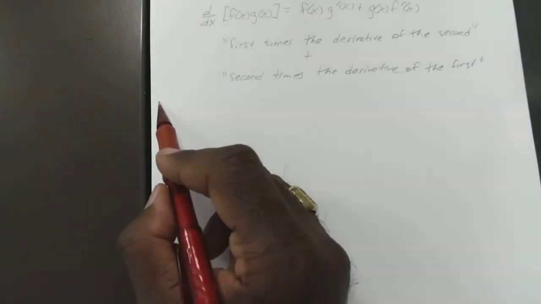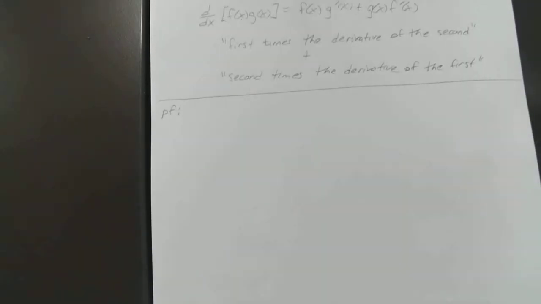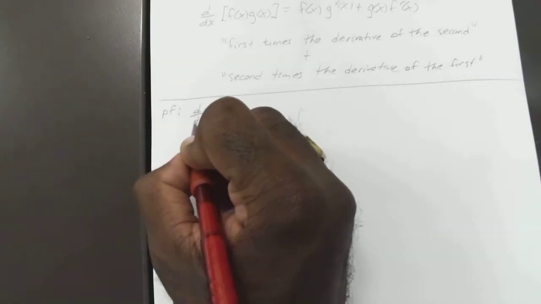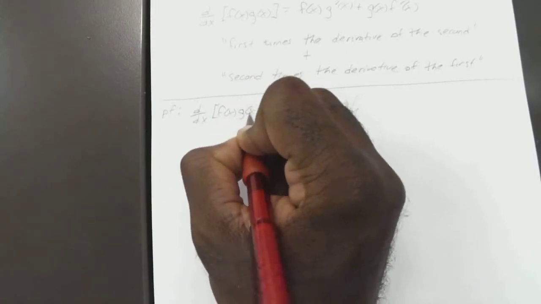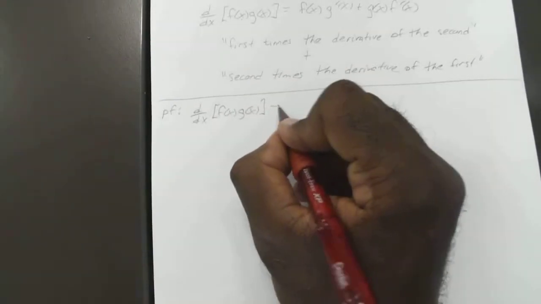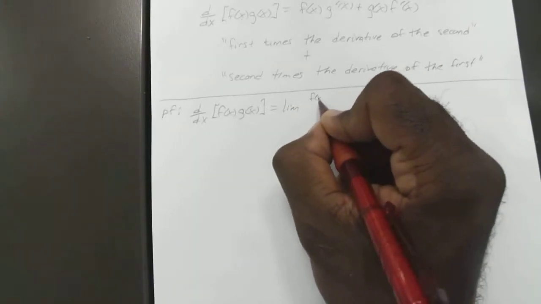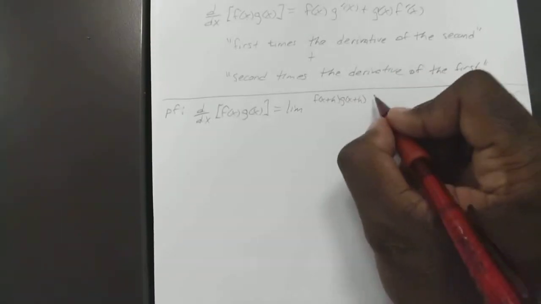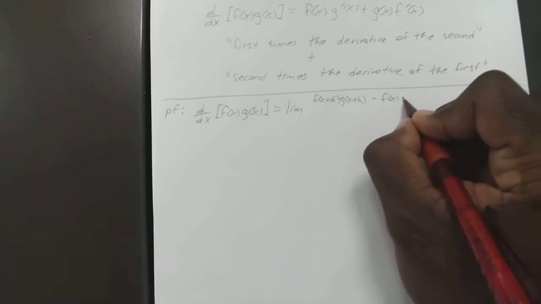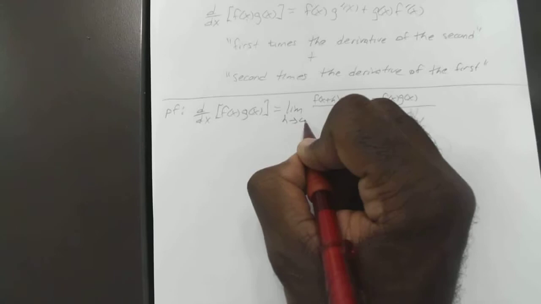Okay, so just like before, we have our proof. We know the derivative with respect to x of f of x times g of x is going to equal the limit of f of x plus h times g of x plus h minus f of x times g of x, all over h, as h approaches 0.